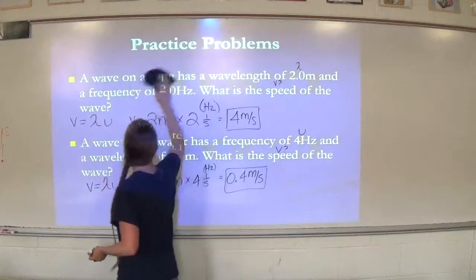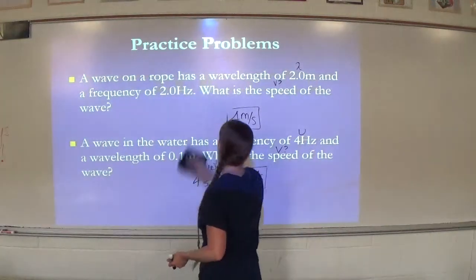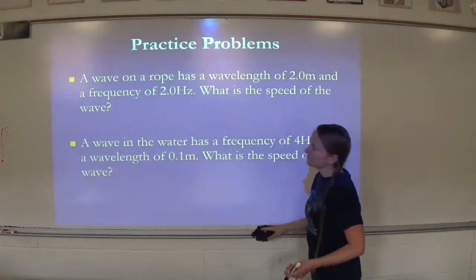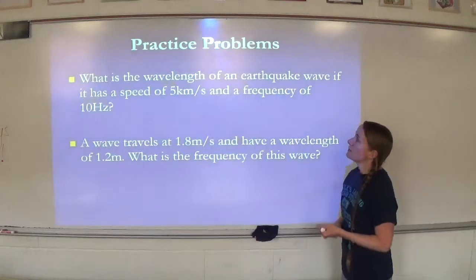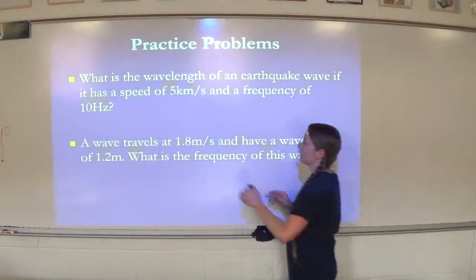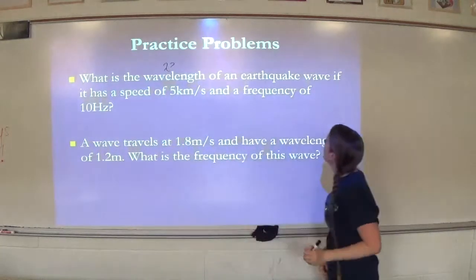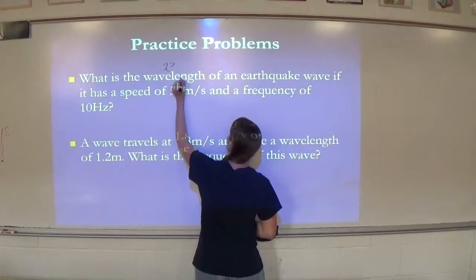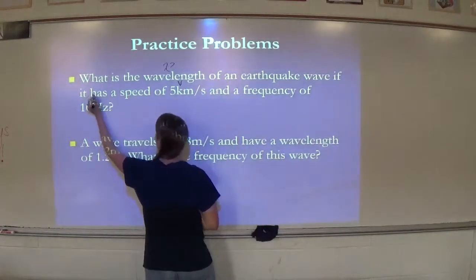All right, so let's look at what happens when we have to rearrange this formula. Because as I say in all my videos, you got to be able to rearrange a formula. So it says, what is the wavelength? So this time I'm looking for lambda. What is the wavelength of an earthquake wave if it has a speed of 5 kilometers per second and a frequency of 10 hertz?